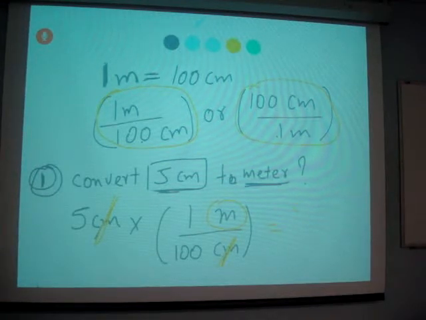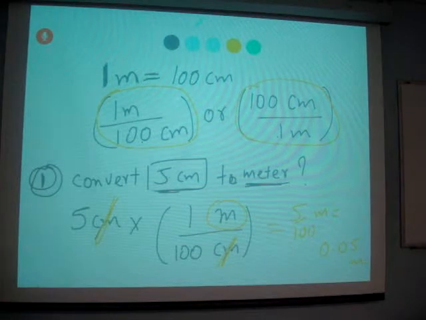Now 5 divided by 100, which is meter, so we get 0.05 meter. So that's how we select a conversion factor. Now I'm going to show you the steps for how we can convert using a conversion factor. Okay, so let's start with metric conversion factors.